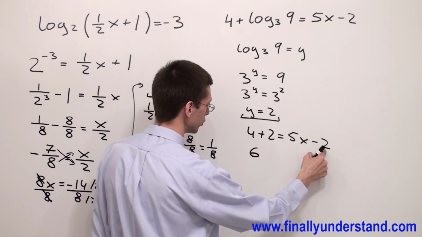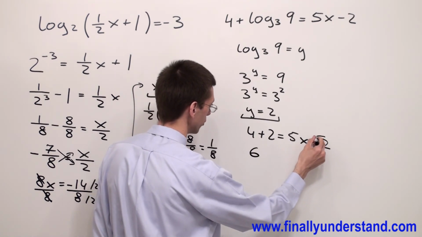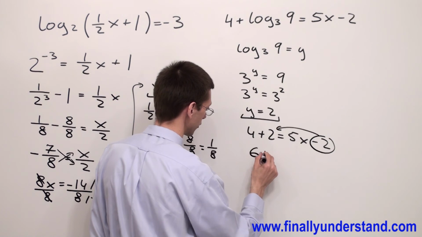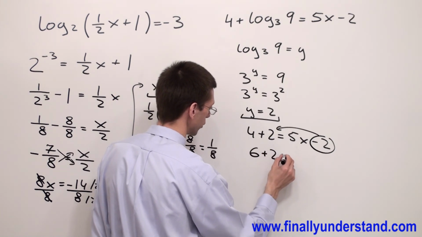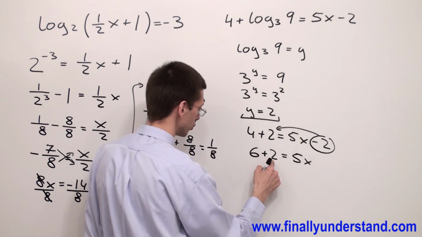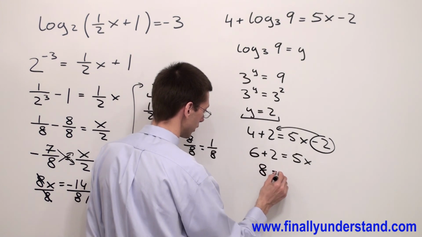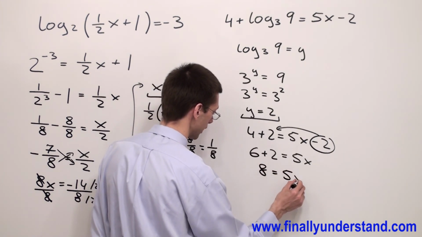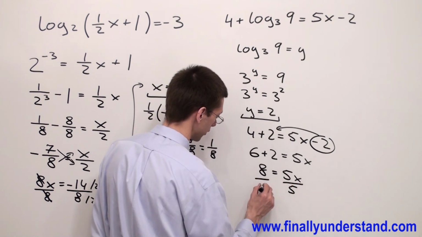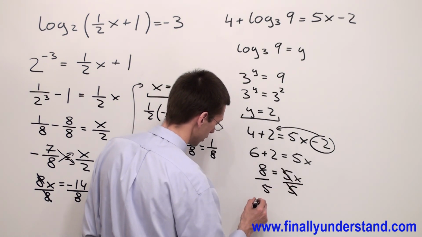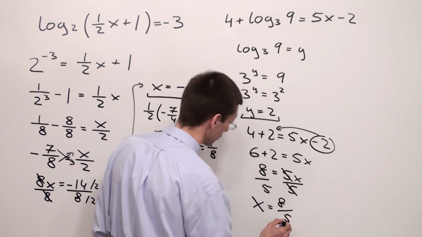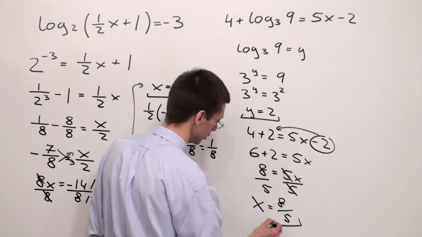Because this negative 2 doesn't have x next to itself, I'm going to move it to the left side, and this becomes positive. So I have 6 plus 2 equals 5x. 6 plus 2 is 8 equals 5x. In order to find the value of x, I have to divide both sides of the equation by 5. 5 and 5 will cancel out. So I can say x is equal to 8 over 5. And this is the solution to my problem.